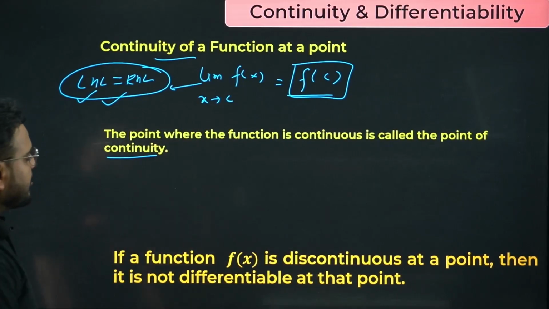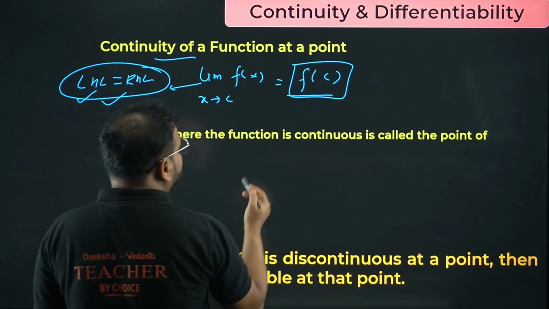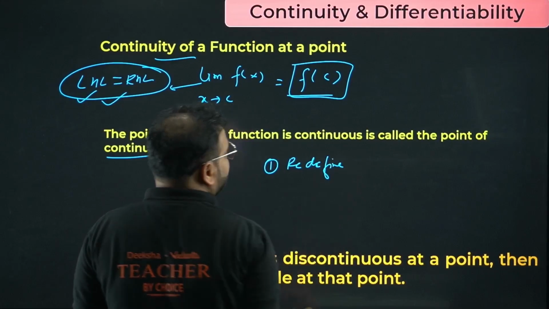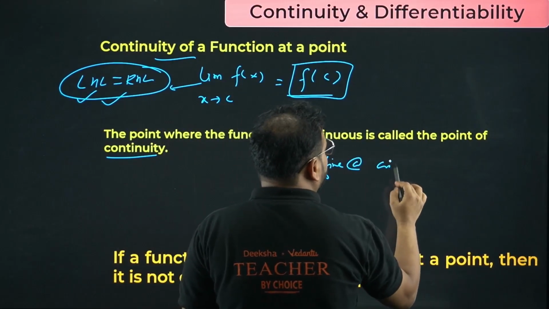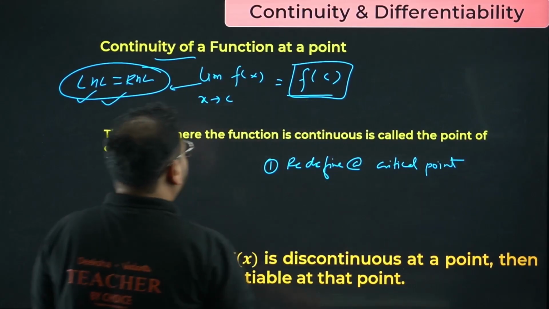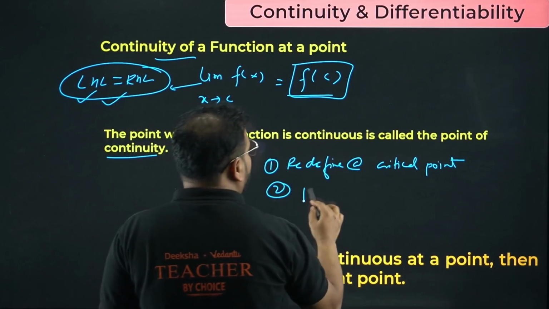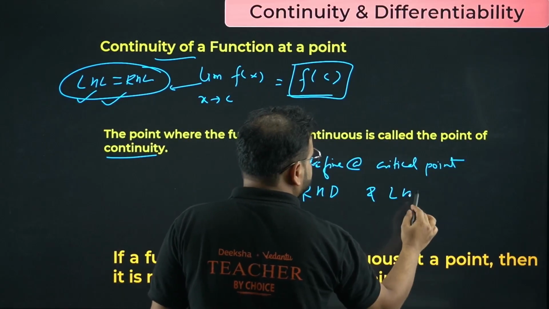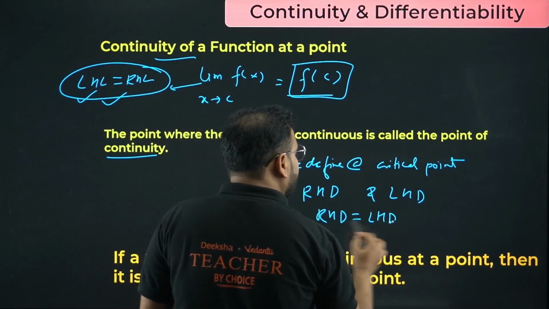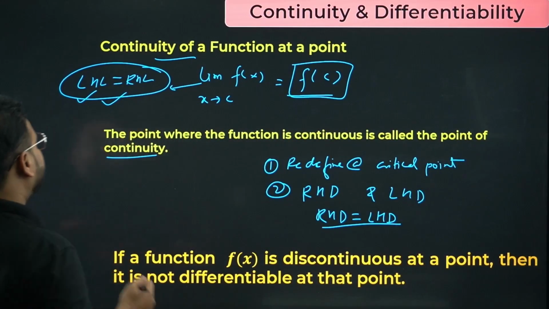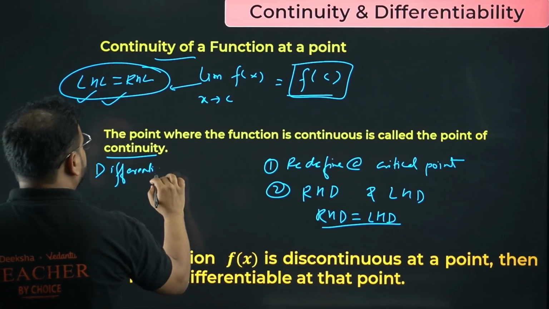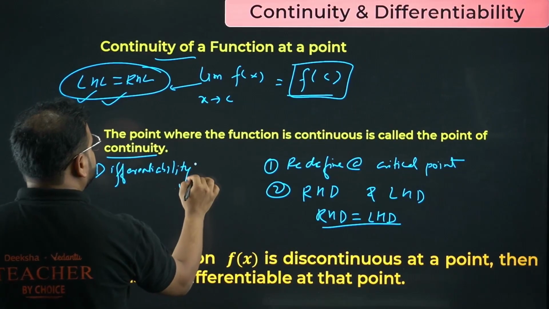Now we talk about differentiability. Same thing: define the function again, redefine the function at the critical point, or the point which is given. Secondly, check the RHD and LHD. Find the left hand derivative and right hand derivative. If they are equal, we call the function differentiable. This is differentiability.